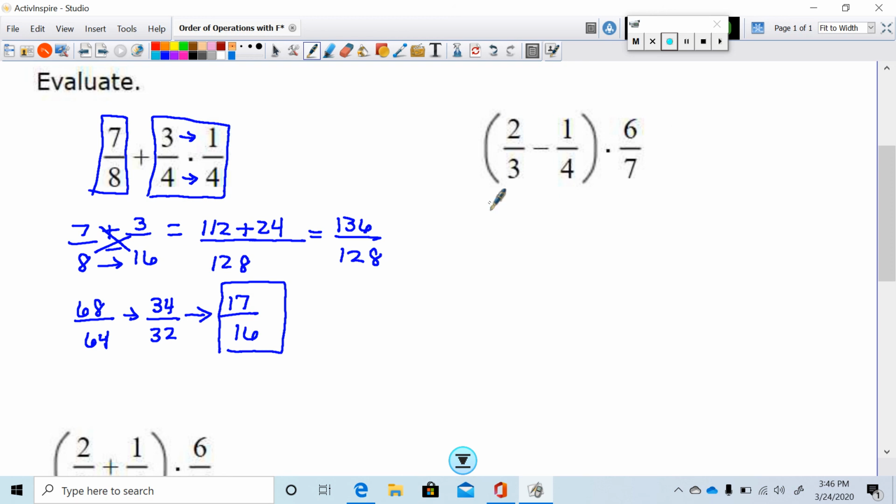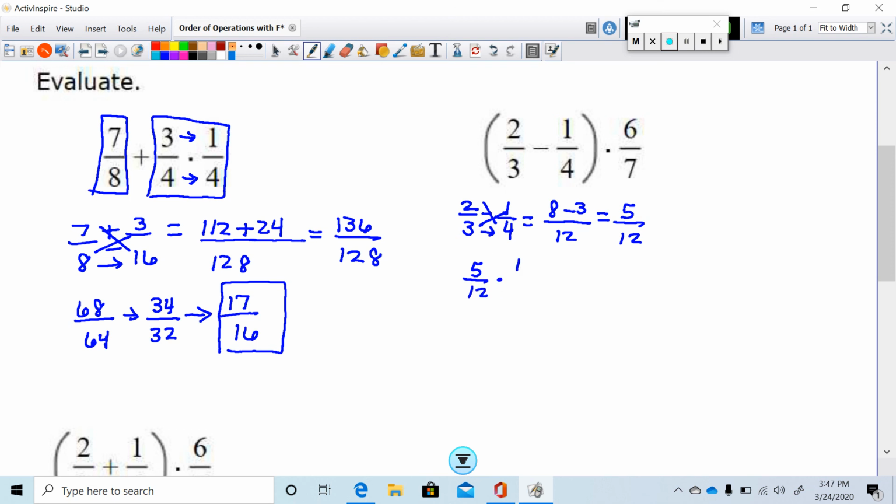Let me do it off here. 2/3 minus 1/4. I'm going to do it just like I showed you previously. Multiply the bottom. So 3 times 4 is 12. Cross multiply the top. 2 times 4 is 8. Then you have a minus sign. Go the other way. 3 times 1 is 3. 8 take away 3 is 5. So that's 5/12, which cannot be simplified. So this parentheses is 5/12.